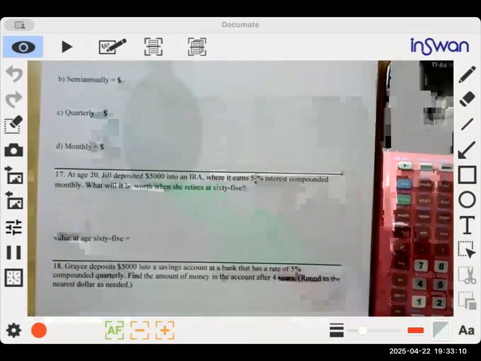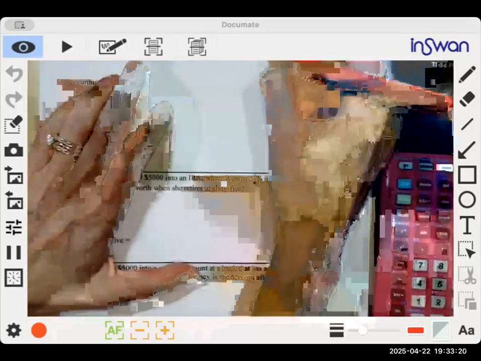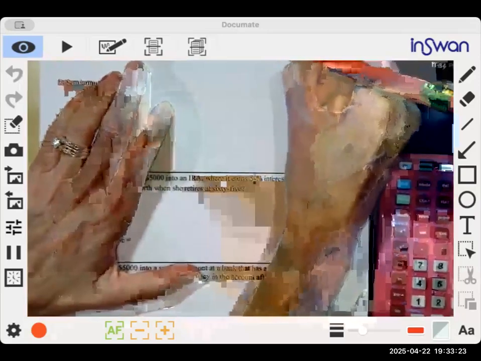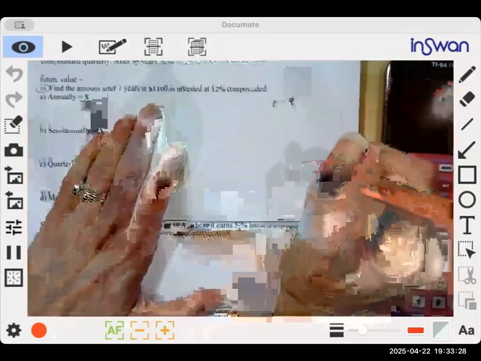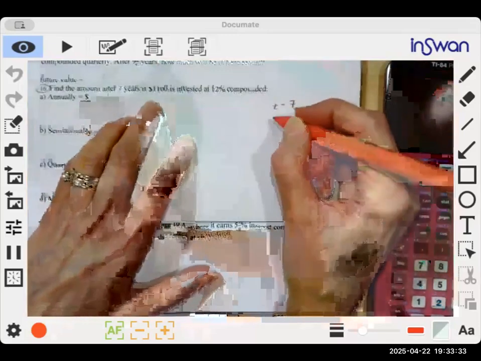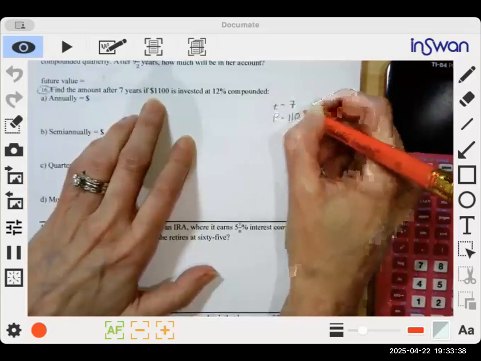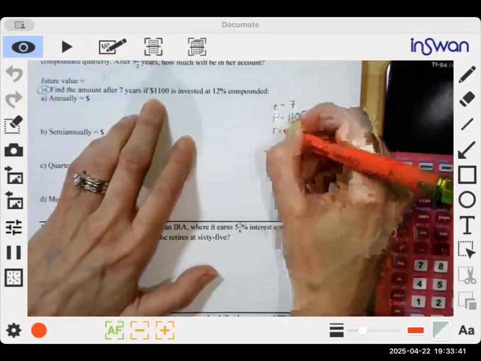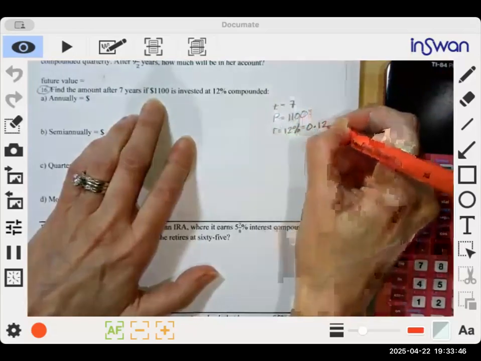Okay. So we have a time. Oops, let me write down here by this problem. We have time equals 7. Will you move your paper down just a little bit, please? Yes, thank you for saying that. Okay, time is 7. Our principal is 1100. And our rate is 12%, which is 0.12.